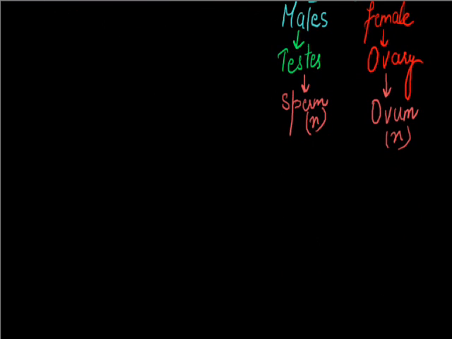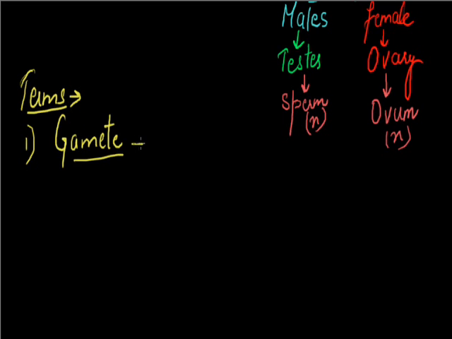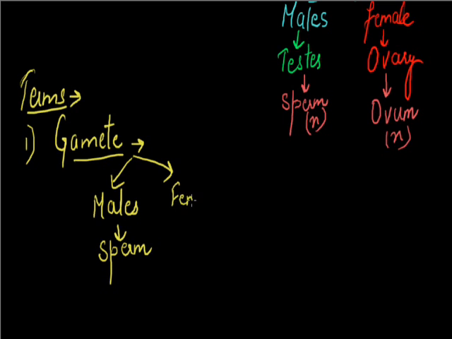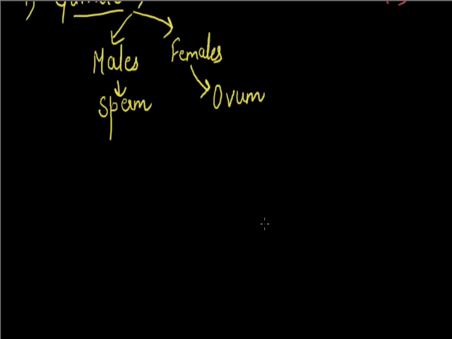Now before going into detail on the reproductive organs, there are some terms which we need for a brief introduction. The first term is gametes. The gametes are haploid in number and they are different. In males, the gamete is sperm, which is produced by the testes, and in females, the gamete is ovum, which is produced by the ovary. Now, how will these gametes form?